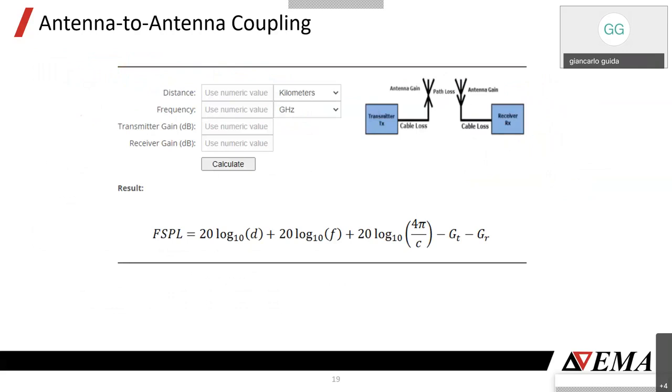On the web, there are many calculators available, but basically you need simply a scientific calculator. You only have to do some multiplication, use logarithms, dB, and some sums and differences, and you will get quite a good evaluation of the coupling between two antennas, at least in certain situations, or if you want, at least to perform an initial screening of your problem.